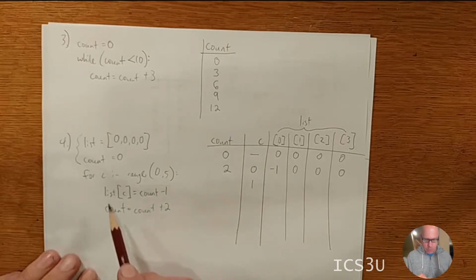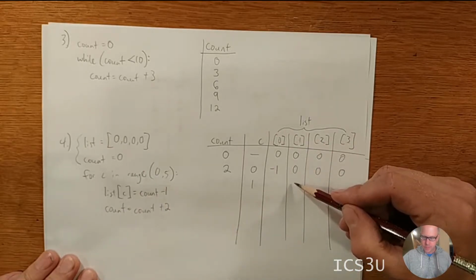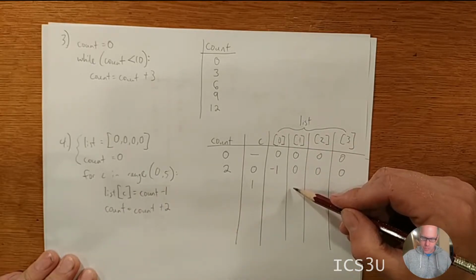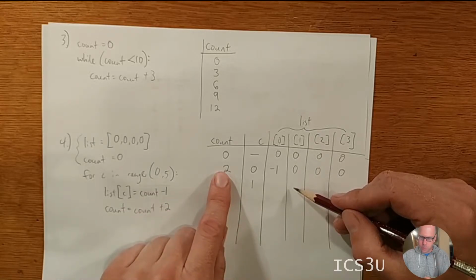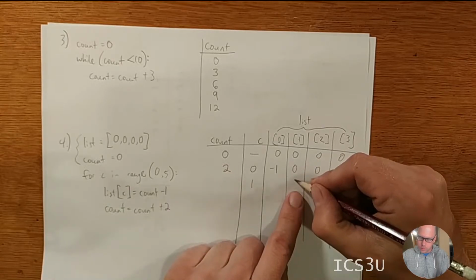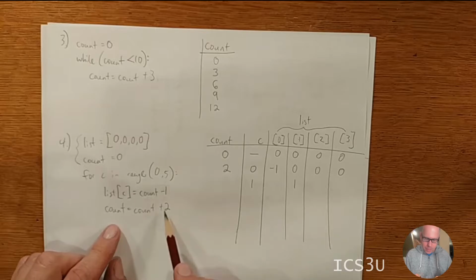When C equals 1, we're modifying list at location C, list at location 1, this one right here, and it's going to be set to the most recent value of count, which is 2 minus 1. 2 minus 1 is 1. So the 1 goes there. Now, count has to be updated at the end.